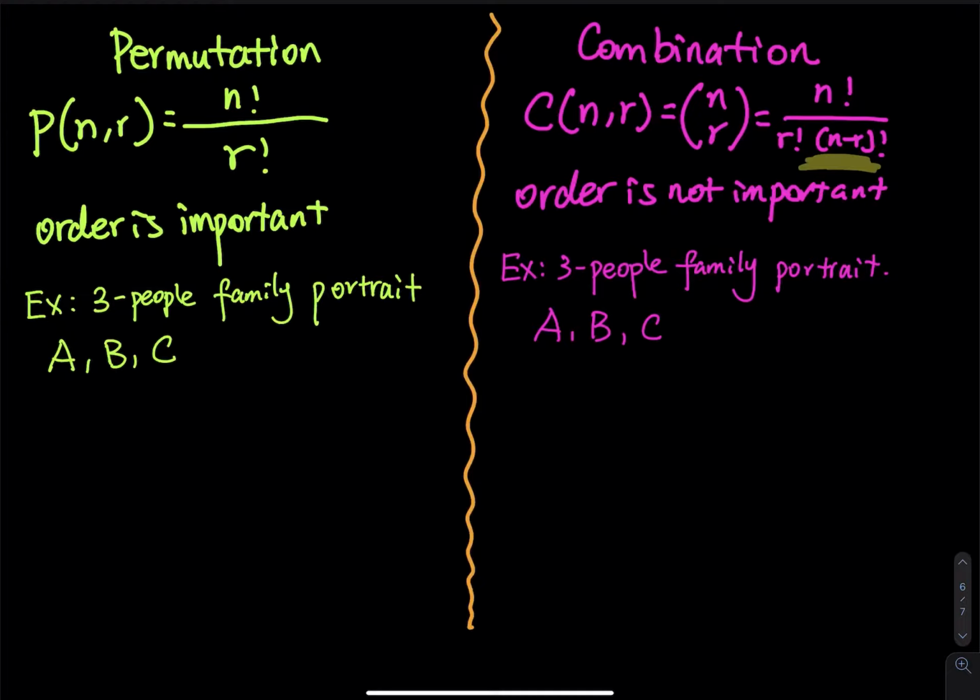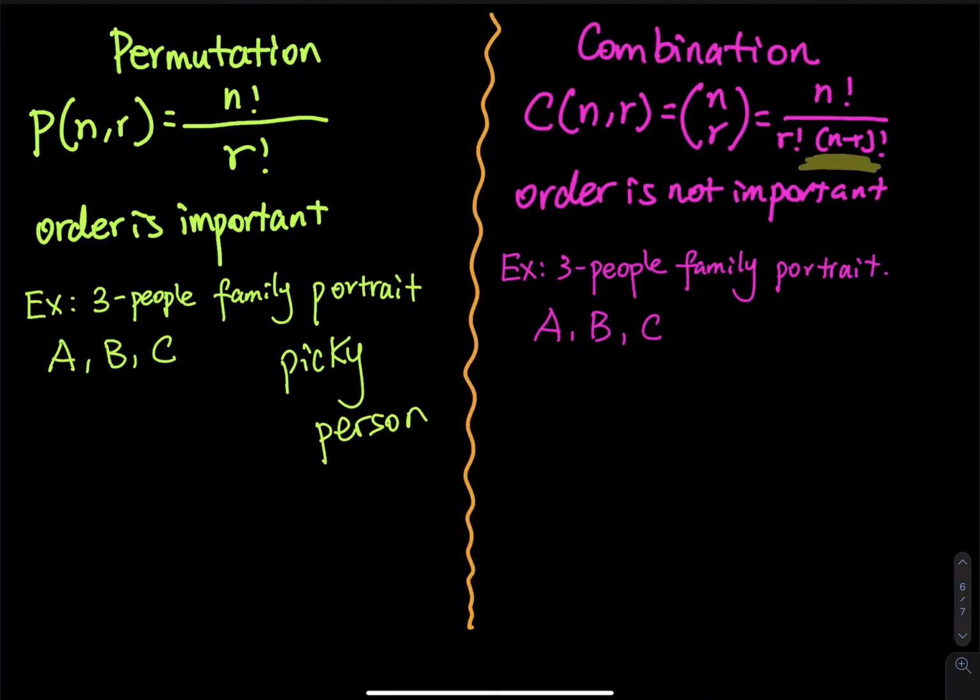The simple example is, let's say I have 3 people in my family. I want to take a portrait. So for permutation, order is not important. Sorry, order is important. What does that mean? Order is important. That means I want to be a picky person. What do I mean by a picky person? So here is how we do it.